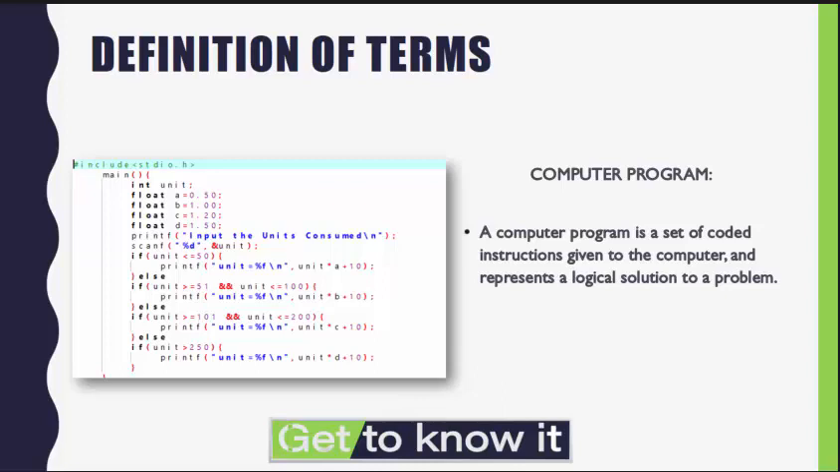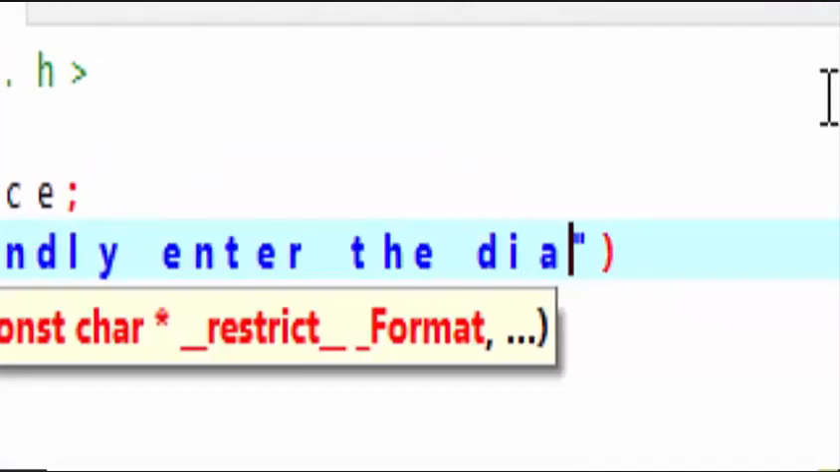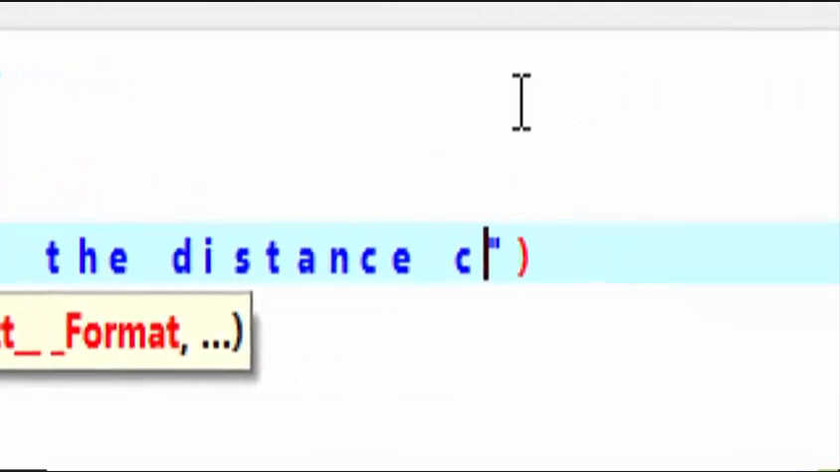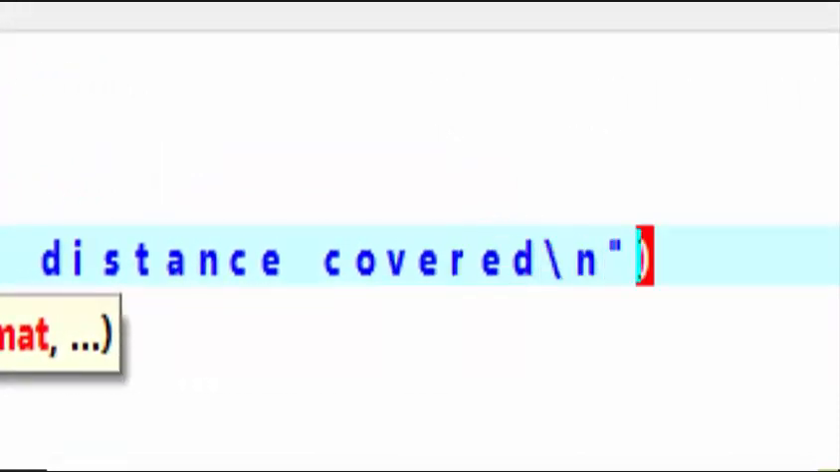We will start with the definition of the various terms that you'll come across in the programming world. The first term is computer program. How can you define a computer program? A computer program is basically a set of coded instructions given to the computer and represent a logical solution to a problem. It usually directs a computer in performing various operations on the data supplied to it.